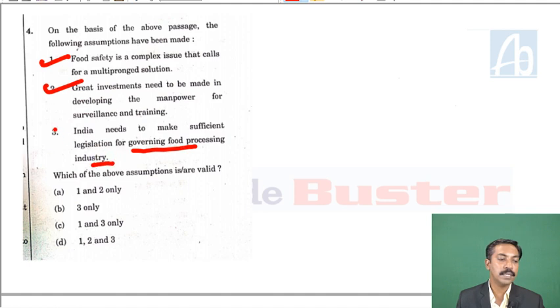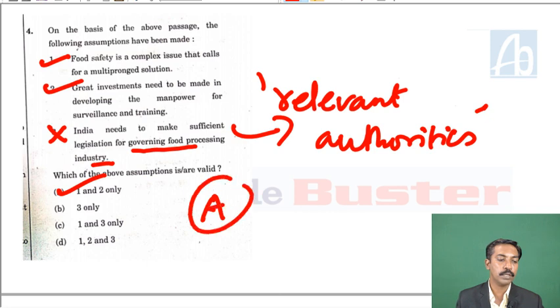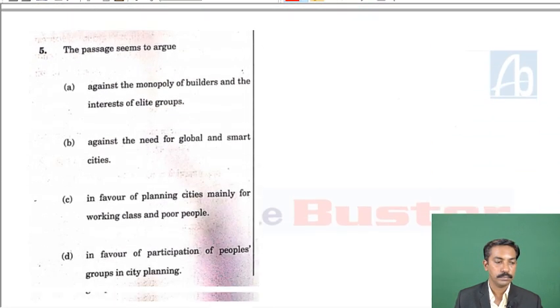Now, statement 3 is not valid because in the middle of the passage, you could find a sentence: people need to have awareness of adulteration and ways of complaining to the relevant authorities. There is a reference to relevant authorities, which means that the sufficient legislation is in place, which makes the third statement wrong. The answer is option A, 1 and 2 only.